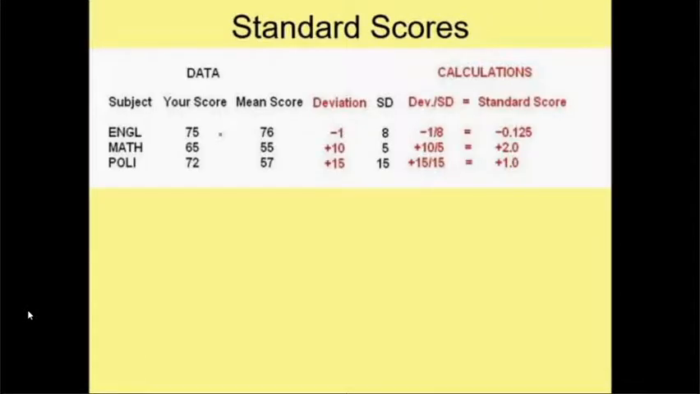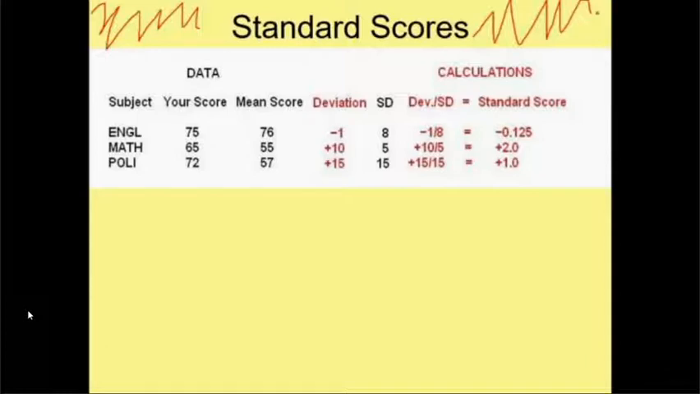Right, here you go. I like to do it as a table, but your deviation is your score take away your mean score. Your standard deviation you were given, so you do deviation divided by your standard deviation, which gives you standardised scores. So because your maths is 2 standard deviations above the mean, that means you actually did really well in the maths scores. Your Polish you did 1 standard deviation, which again is good. Your English you did 0.1 standard deviations away from the mean.